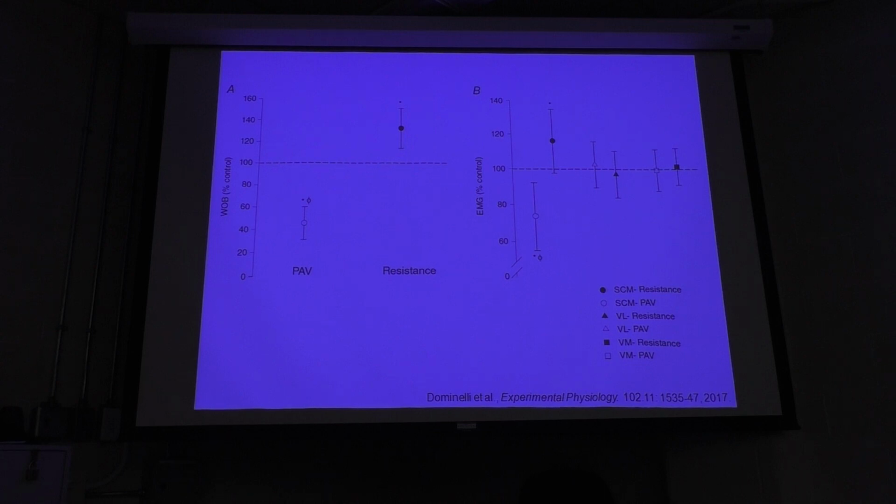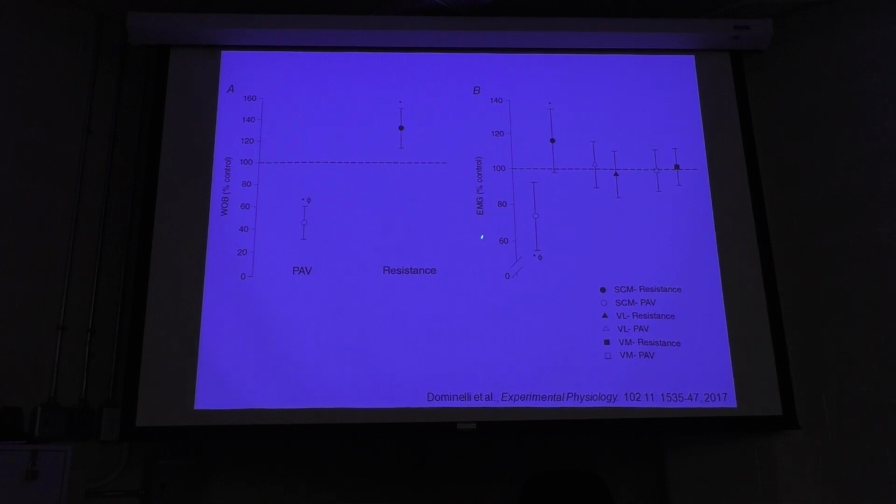When they average these data across their 10 or 11 subjects, what they see is that relative to the control condition, which is 100% of the work of breathing, so this is with no intervention, that middle condition, the middle panel that I showed you on the previous slide, the proportional assisted ventilator decreased the work of breathing by about 50%, and the resistive loader increased it by about 30% relative to control. So the experimental intervention worked. They loaded and unloaded the work of breathing.